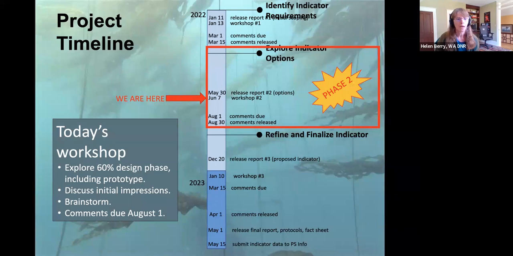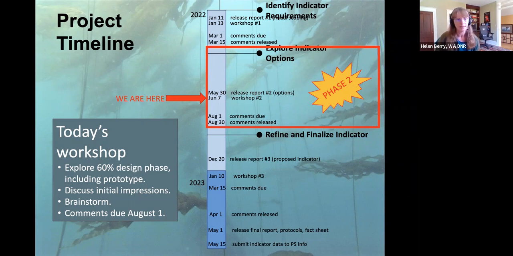So the Floating Kelp Canopy Indicator Project, which we're talking about here today, is split into 3 phases, and I'll give you a really brief summary of the phases. It began in January of this year when we did initial scoping and identified requirements. And many of you came to the workshop and provided comments on the report. So thanks for that. We're in phase 2 now, which is exploring indicator options.